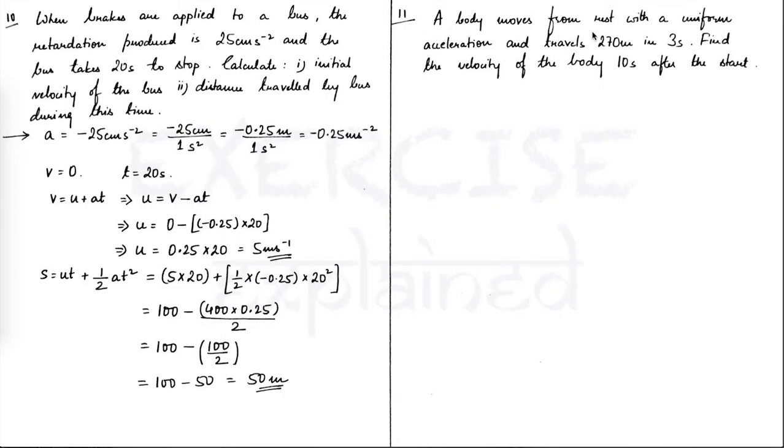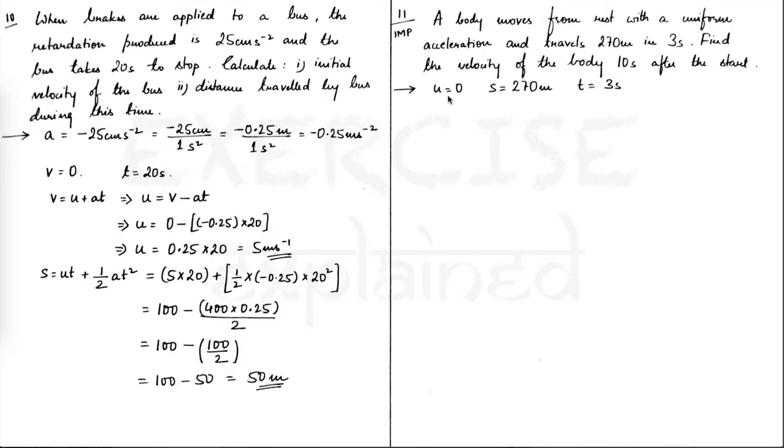A body moves from rest with a uniform acceleration and travels 270 meter in 3 seconds. So the distance traveled is 270 meter, time is 3 seconds. Find the velocity of the body 10 seconds after the start. So now this is slightly tricky here. Moves from rest means initial velocity will be equal to 0. Displacement will be equal to 270 meters and time will be 3 seconds.